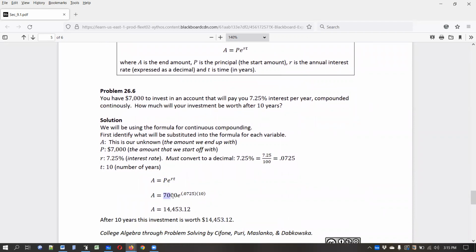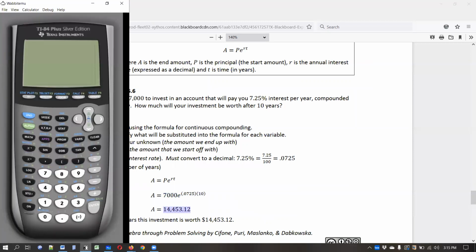P, principal, the initial amount. I will show you what this E is. R, rate of return, as a percentage. Notice that you are going to divide this value by 100. And T, the number of years that you're investing for. Once you have this, the calculator will find the final answer.